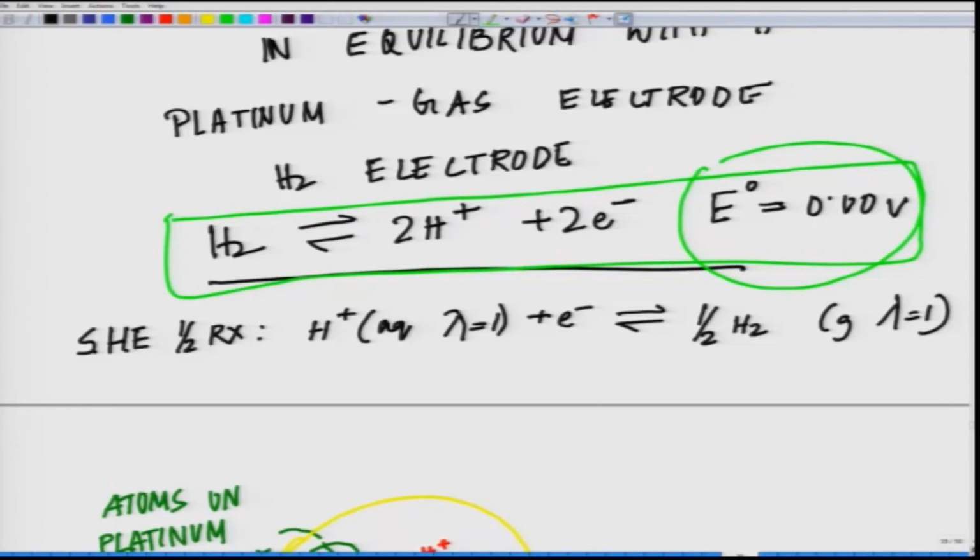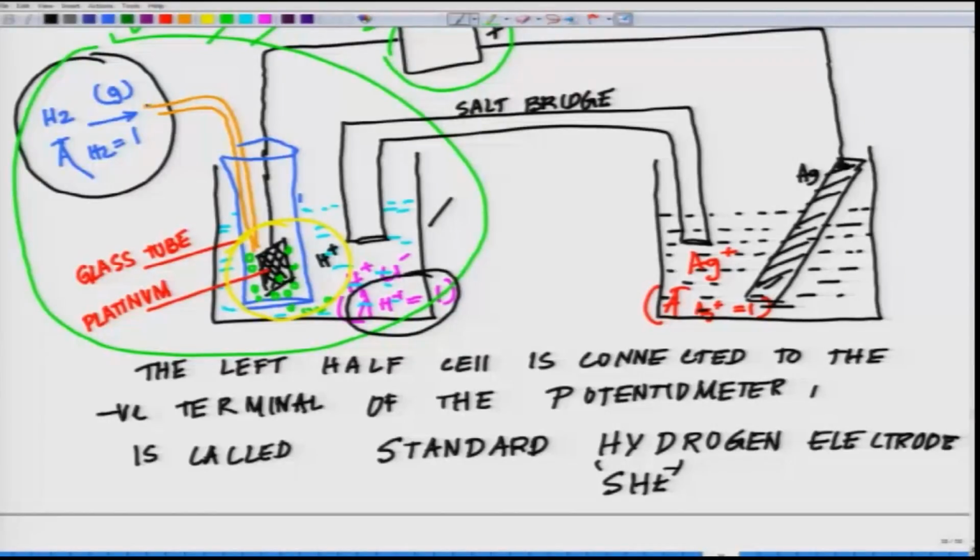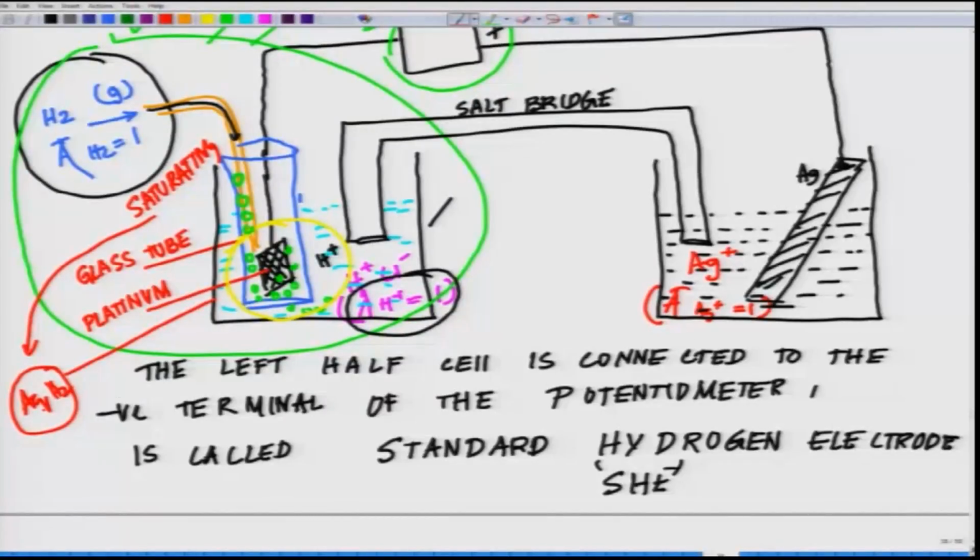What is important to know here is that the stream of hydrogen bubbled through the electrode saturates the solution. This hydrogen bubbling through is essentially the stream of hydrogen that saturates the solution with aqueous hydrogen. In other words, you have aqueous hydrogen here, and the activity of the hydrogen gas is unity if the pressure of hydrogen is 1 bar. The reaction that comes to equilibrium at the surface of the platinum electrode is shown here.